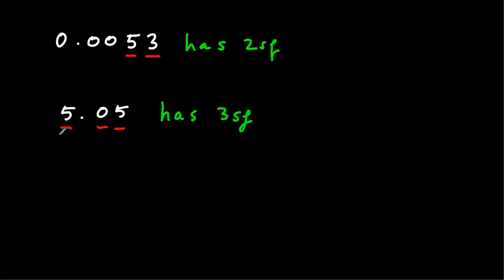As a final example, consider the number 0.500. The first non-zero digit is 5, and we count everything after that. So this number has three significant figures.